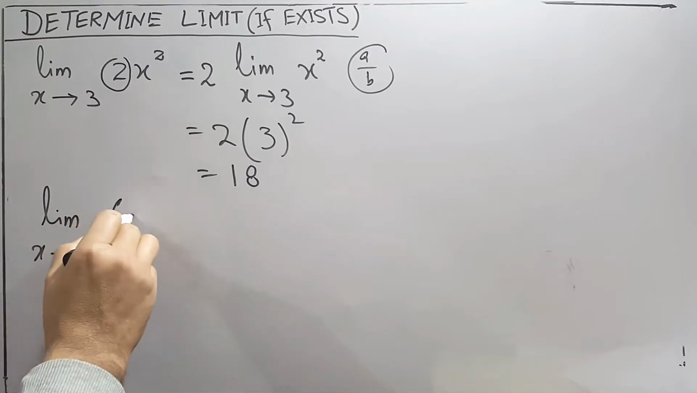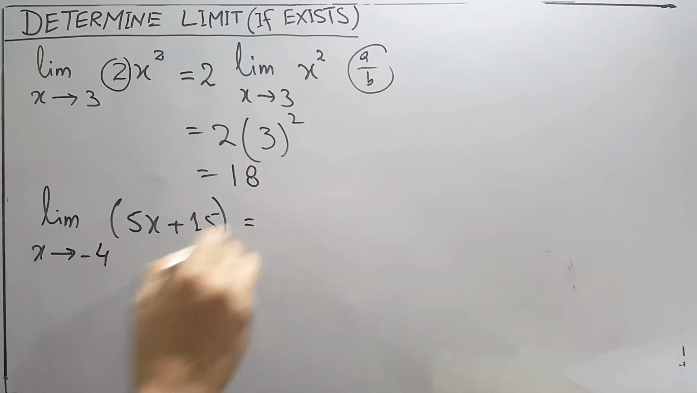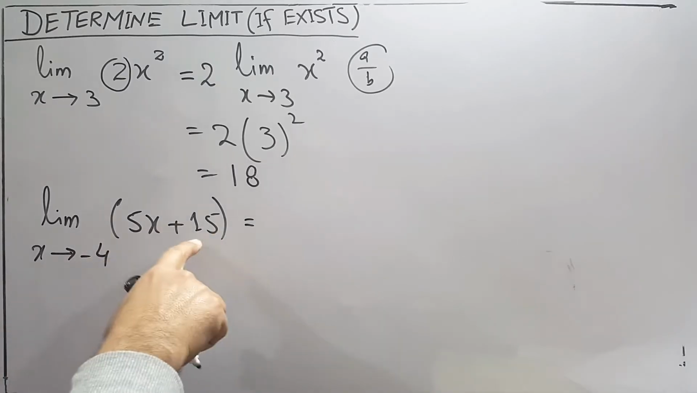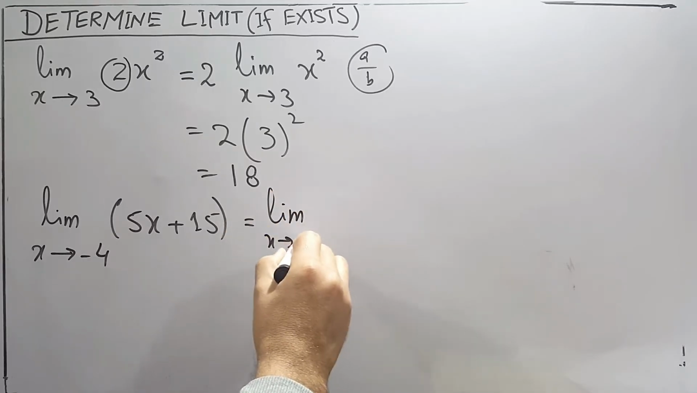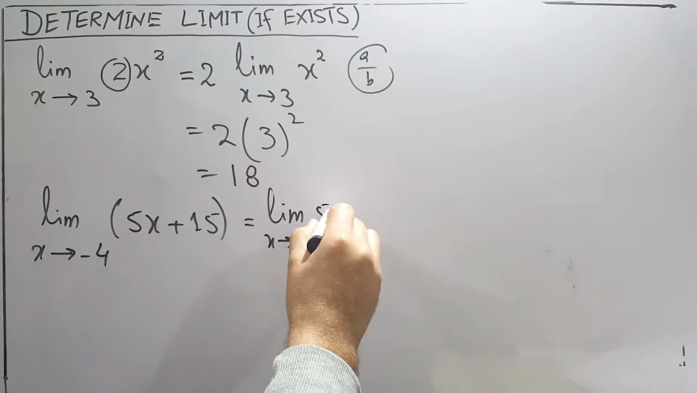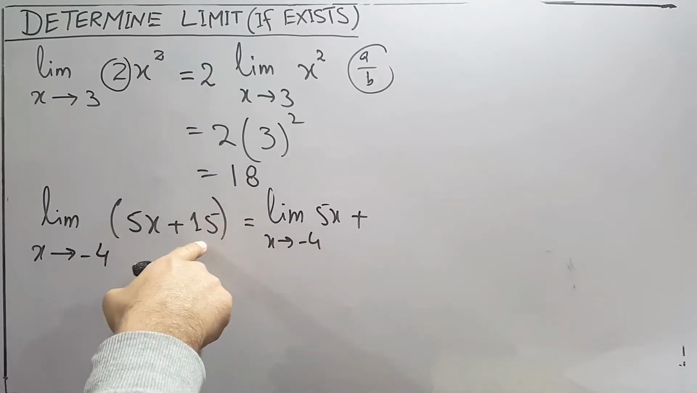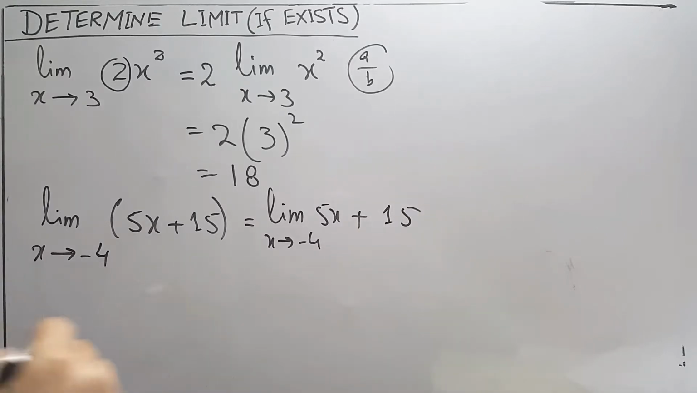Similarly, you have another problem where x approaches -4 of 5x plus 15. According to the limits property, you can split the limit into this term and this term. So limit x approaches -4, 5x plus, now this is a constant, so I told you the limit doesn't apply on the constant, so you can write down the constant separately without the limit.